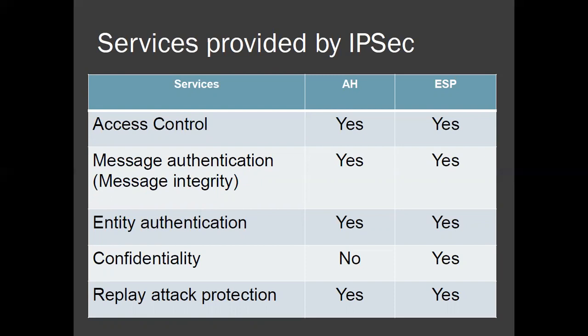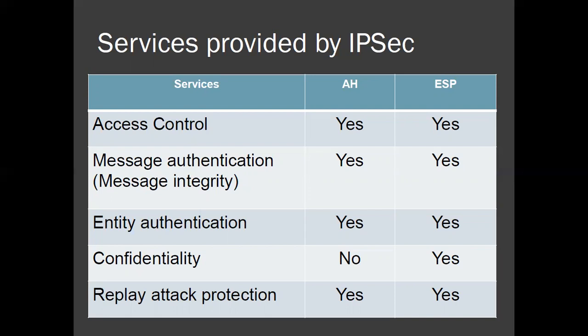Access control indicates that IPSec provides access control indirectly using the security association database. We are going to see in the further slides how it provides access control through the security association database. We'll also see that when a packet arrives at a destination and there is no security association established for that packet, then the packet is discarded.